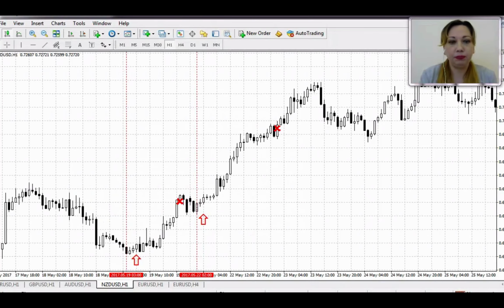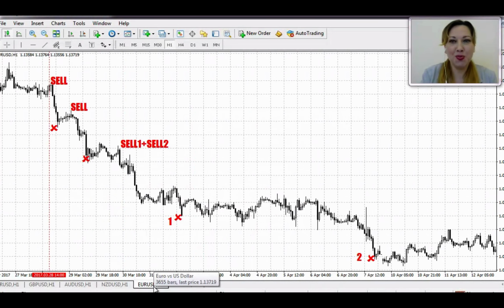What I mean. For example, you work with the basic currency pair, Euro USD. And for example, you open sell order. This is order number 1.